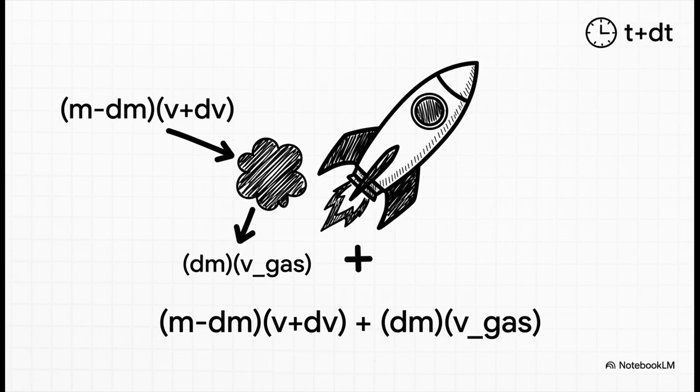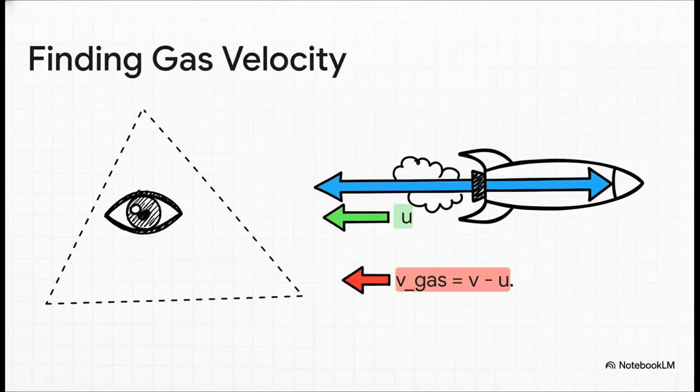Its mass is now a tiny bit less, and its velocity is a tiny bit more. Then we have to add the momentum of that little bit of gas we just ejected, which has its own mass and its own velocity. And here we are at another classic stumble point. What is the velocity of that gas, v gas?